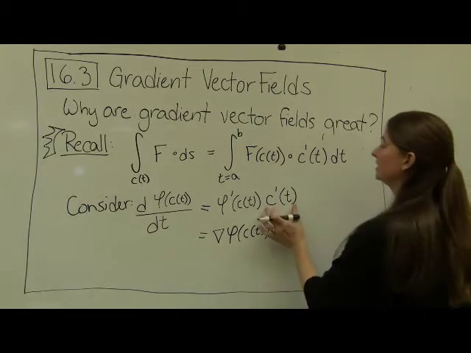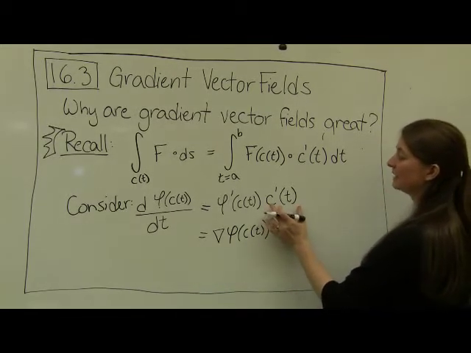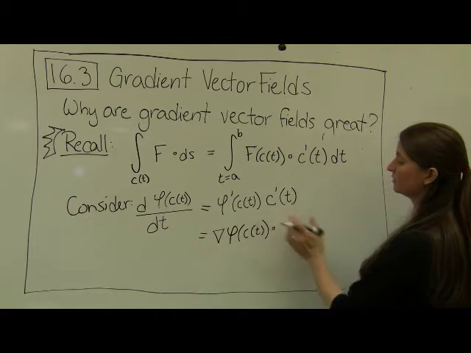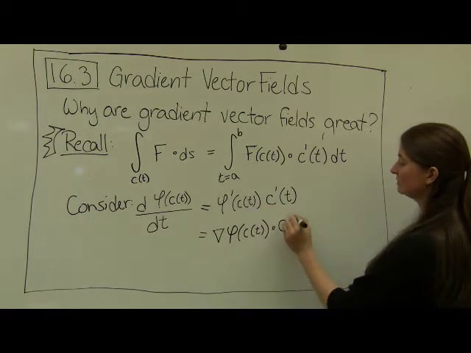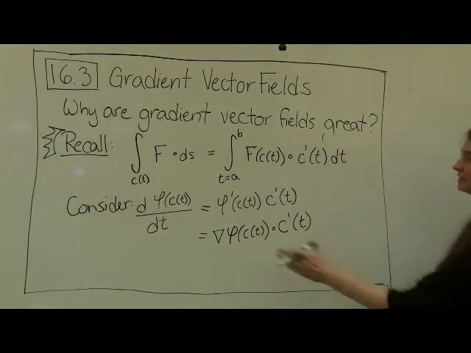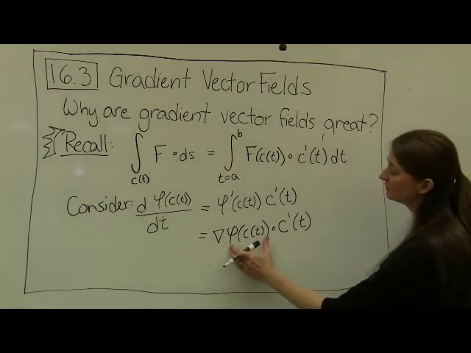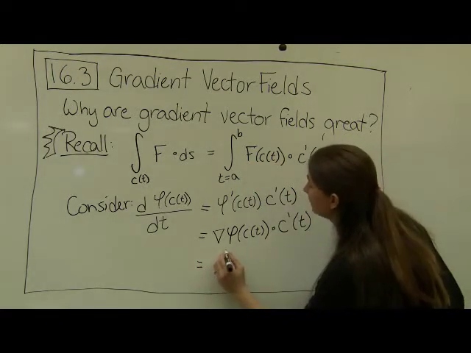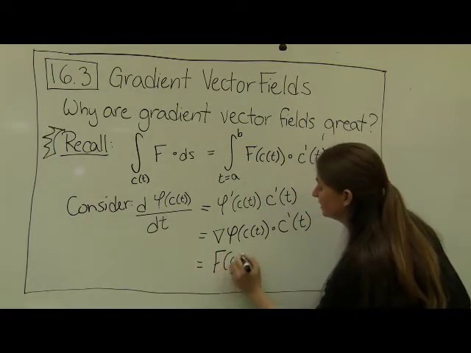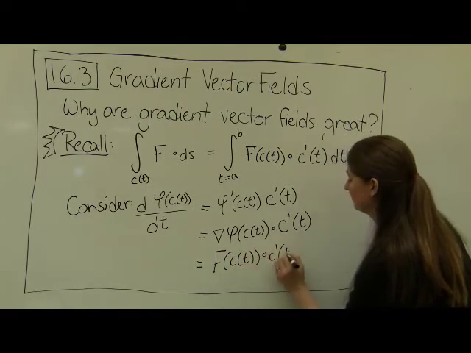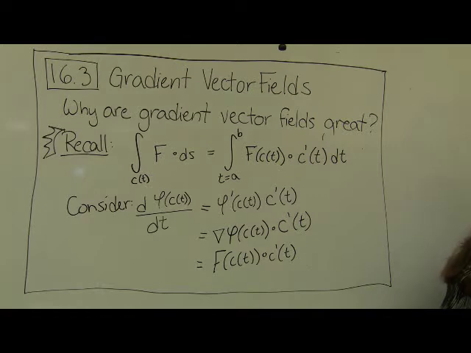Dot product with, if I'm thinking of my path instead of a real valued function with outputs that are points, I'm thinking of it as being a vector valued function with outputs that are vectors, then this becomes a dot product. And look what this leads us to. So the gradient of phi evaluated at c of t is exactly our F function. F of c of t dotted with c prime of t.